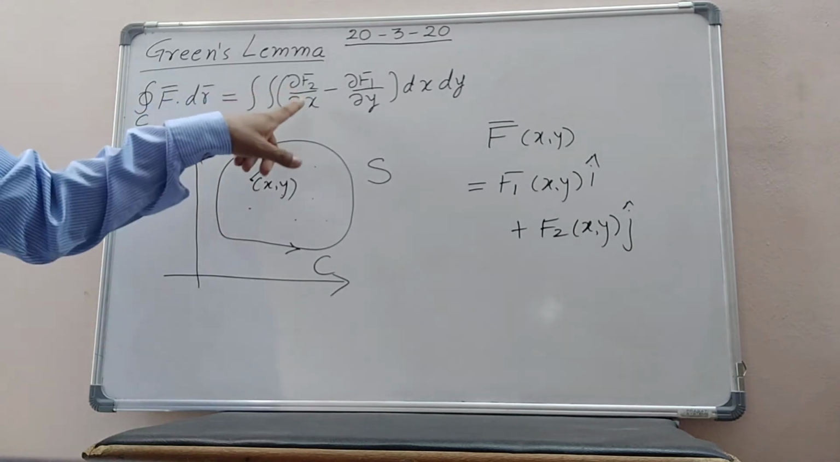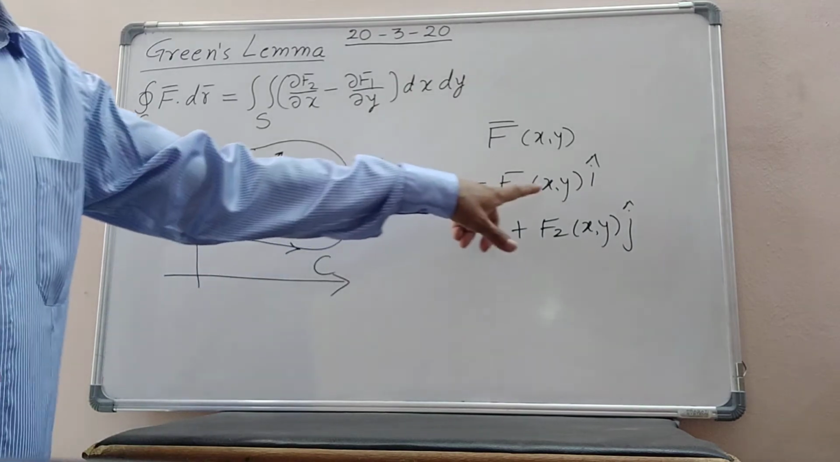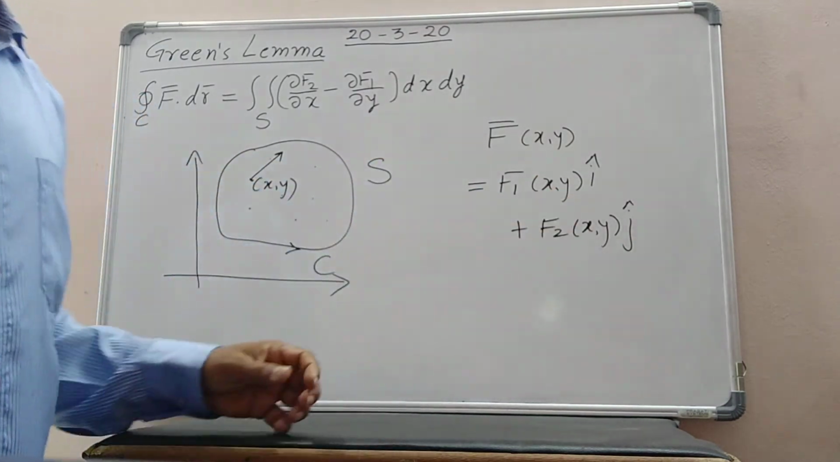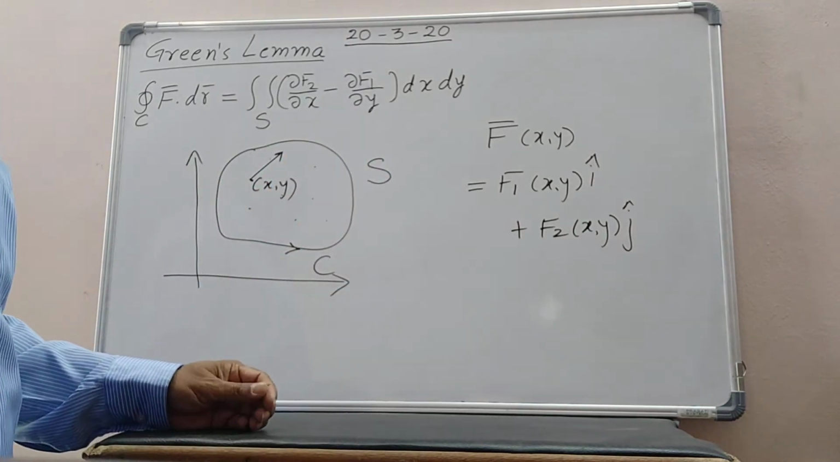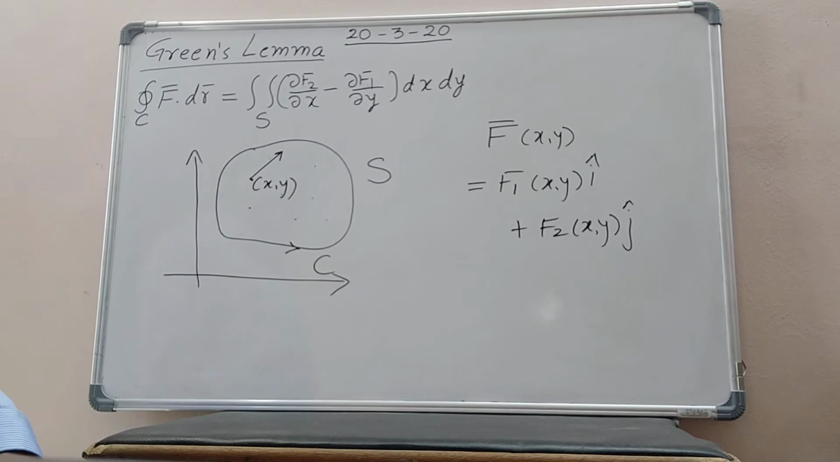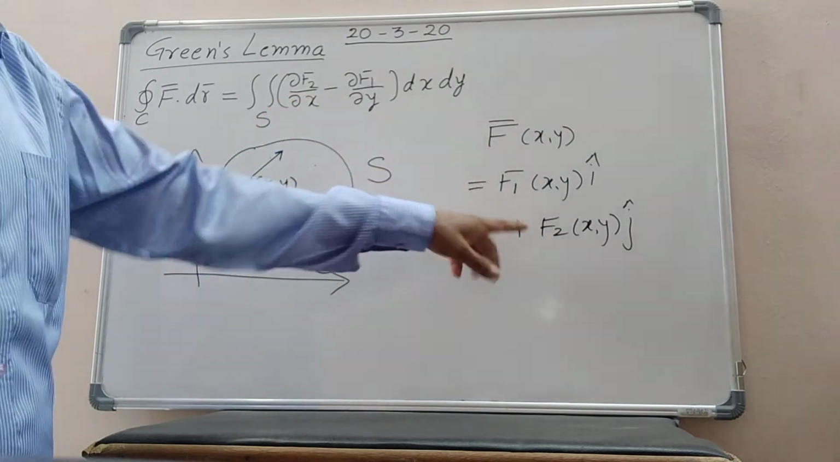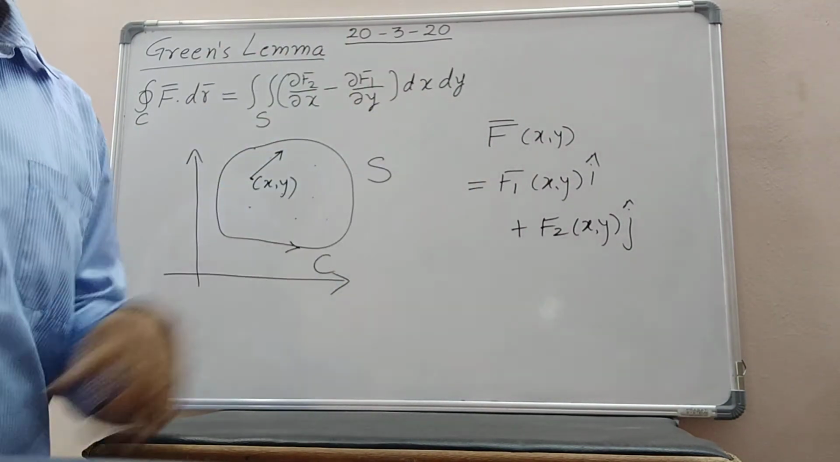Now it is clear what these partial derivatives are. So f1 of x, y is a scalar value. f2 of x, y is a scalar value. So f1 and f2 are scalar valued functions of x, y, scalar point functions. And what you have over here is the partial derivative of f2 with respect to x and the partial derivative of f1 with respect to y.